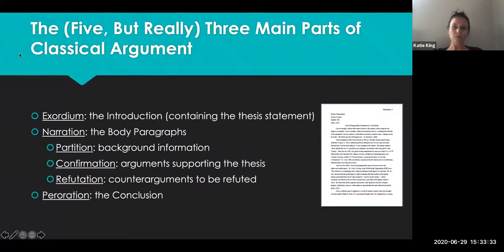So Cicero says that there are 5, but really 3 main parts of classical argument. If we look at what we see on our screen, guess what we realize? If there's really 3 main parts of classical argument, that corresponds to introduction, body, and conclusion, right? He says there's 5, but 2 of those 5 can be segmented into the other categories, and I'll show you where that happens. So Cicero begins by talking about the exordium, which would be the rough equivalent in writing to the introduction.